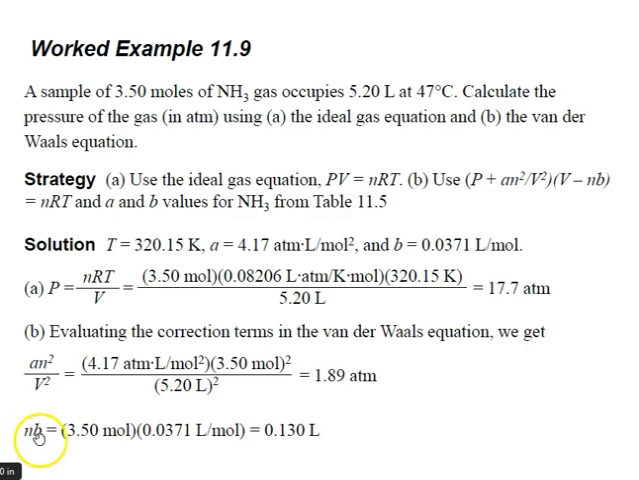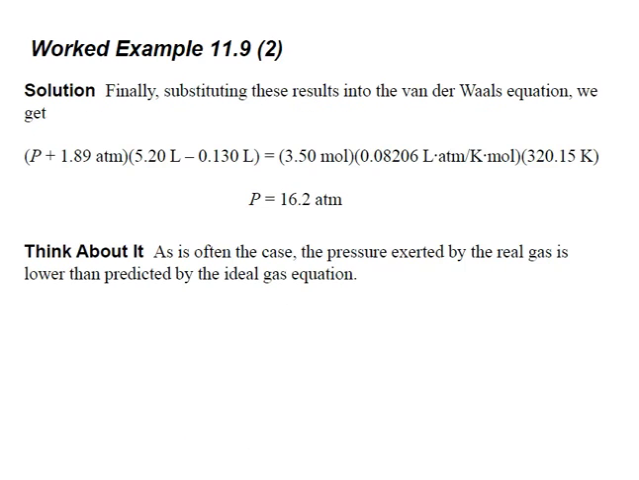And then we can also look at it for the volume. The n is still 3.5. So the only thing that we got from the table is a, and then we'll also get b in this second part. And then we multiply by this factor, and this gives us 0.130 liters. So this would be our correction factor for pressure. This is our correction factor for volume. And that's comparing the ideal gas to the van der Waals.